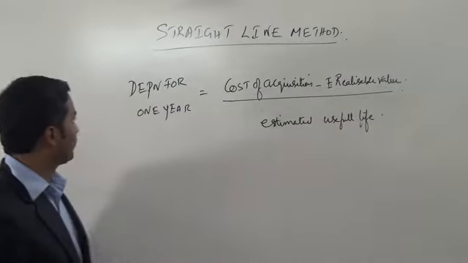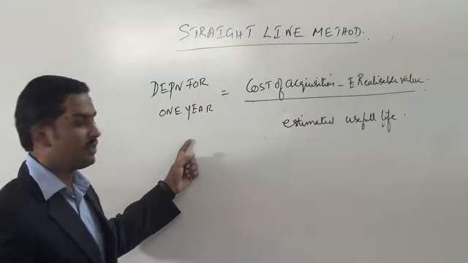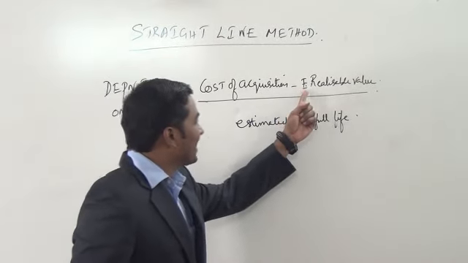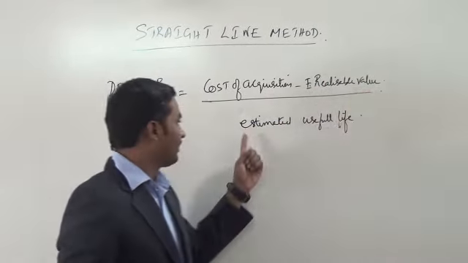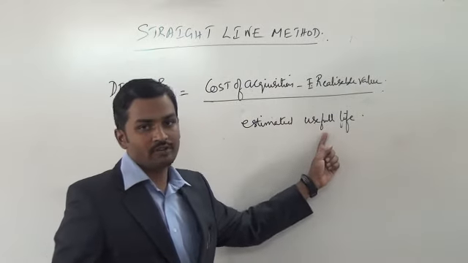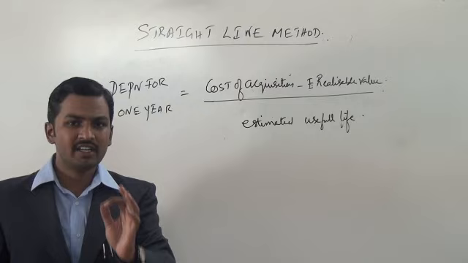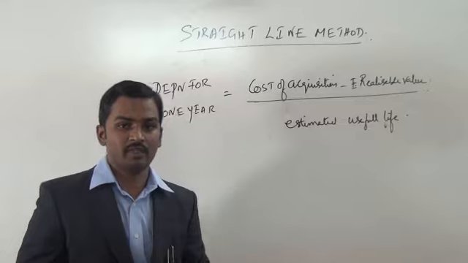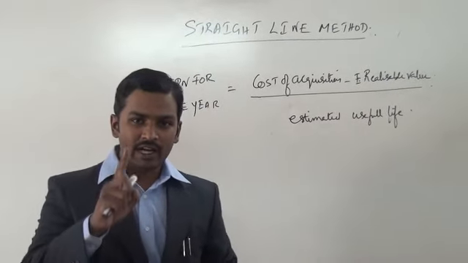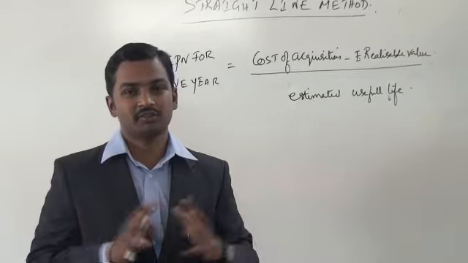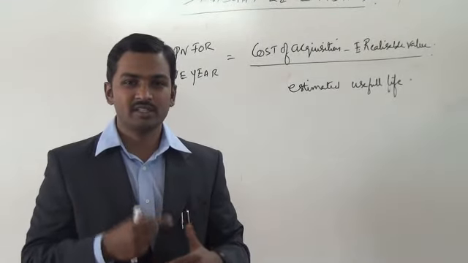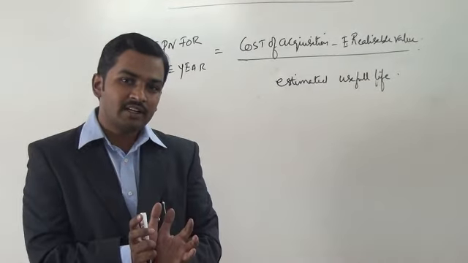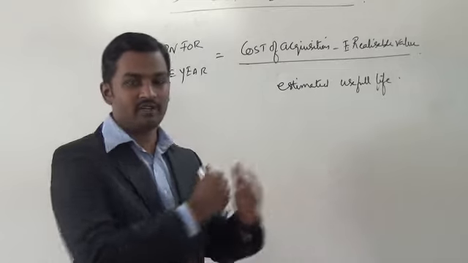I'll read the formula once again for you. Depreciation for 1 year is equal to cost of acquisition of the asset minus its estimated realizable value divided by estimated useful life of the asset. So depreciation for 1 year is calculated using this formula. Now, under the straight line method of depreciation, if you calculate depreciation once, that is sufficient. You need not calculate depreciation again and again every year. So, once you have calculated depreciation, you can use the depreciation amount every year.